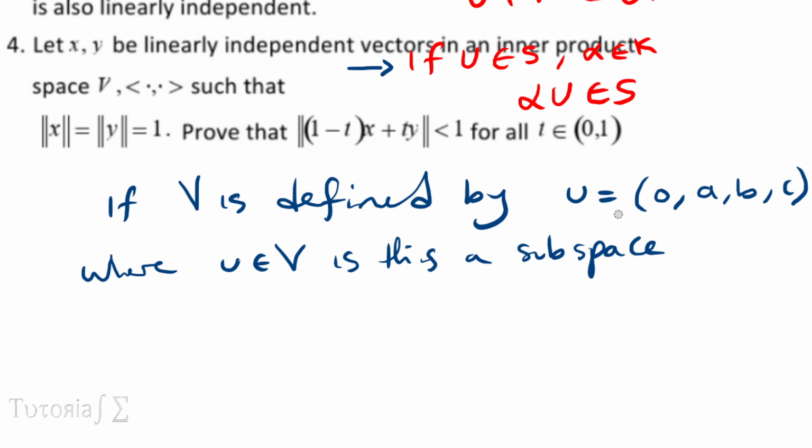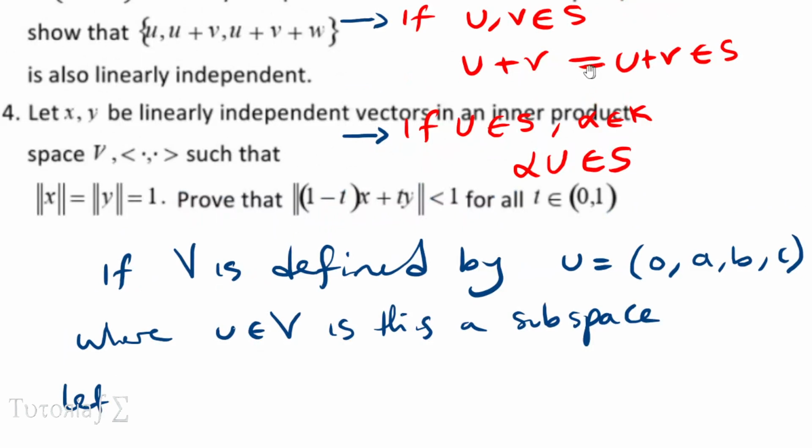So V is defined by this, meaning that all vectors in V will be defined by this. We're going to try the first one, which is called closed under addition. Then the second one is called closed under multiplication.